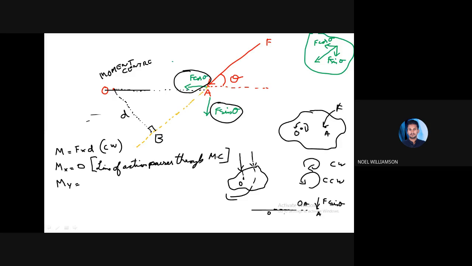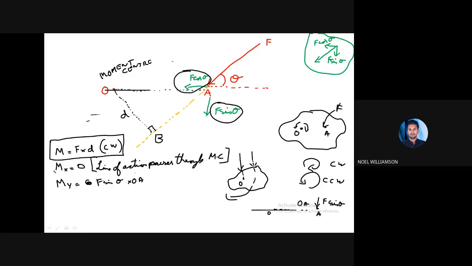So it will create a moment F sin theta into OA, which is clockwise. So this is F sin theta into OA. Okay, so this is the actual moment of the force we have to find. But the thing is, we don't know the value of D. When we split the force into two, we will get the moment due to the x component as 0 and the y component as this particular value F sin theta into OA.